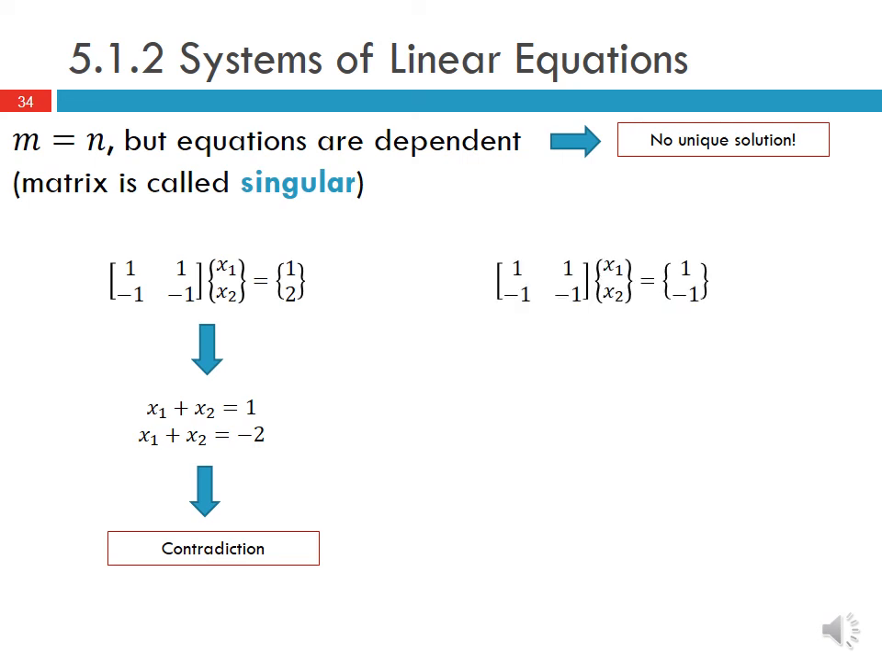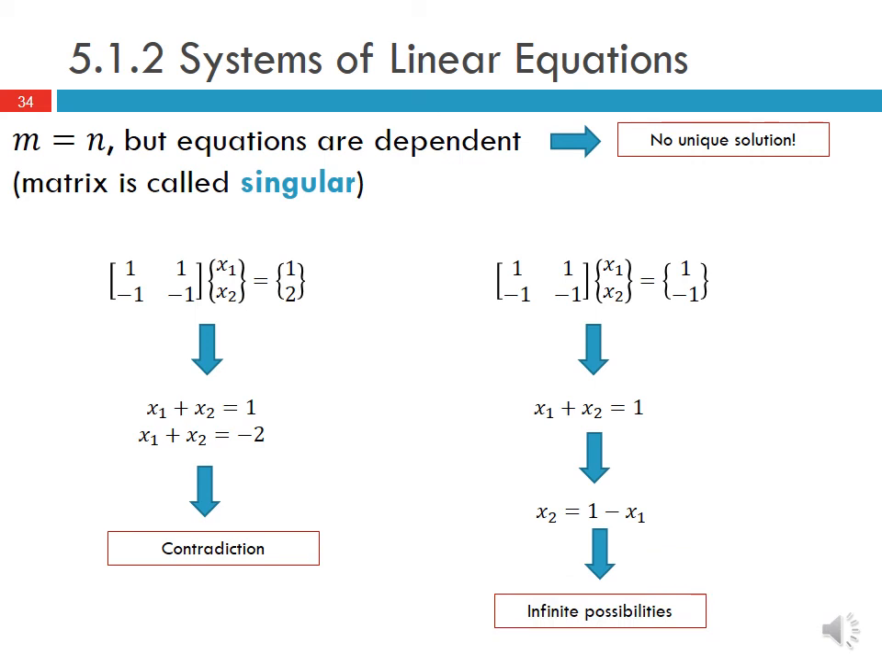Here's another example with the same matrix, 1, 1, and negative 1, negative 1, with a different output vector b. The first equation says x1 plus x2 equals 1, and then we can say that x2 is equal to 1 minus x1. Both of these equations give us the same information. So this means that there are infinite possibilities for our solution. Just to reiterate, in this case m equals n, but the equations are dependent, so they're not linearly independent. So the matrix is called singular, and no unique solution exists. We either end up with a contradiction or an infinite number of solutions.